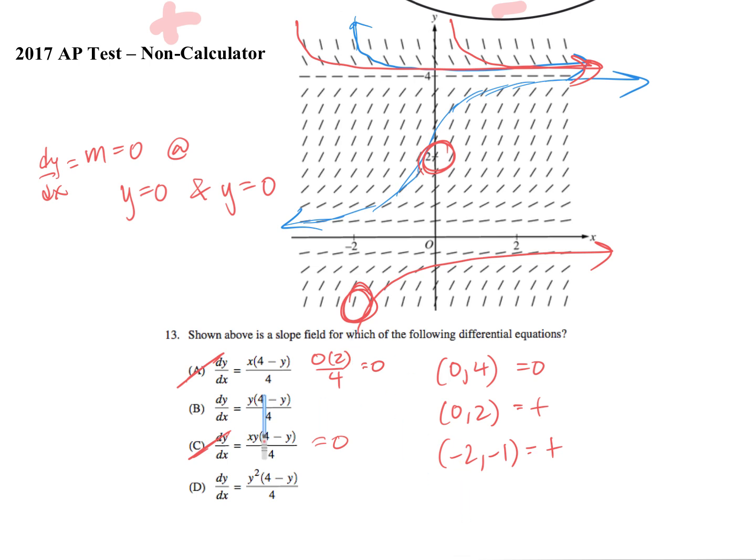Okay, -2, -1. If I plug that in, my y would be -1 times 4 plus 2, that'd be a positive. That'd be negative, wouldn't it?